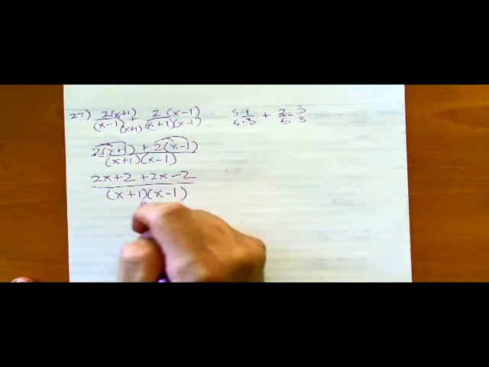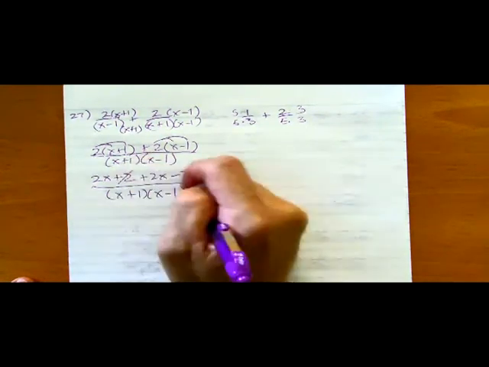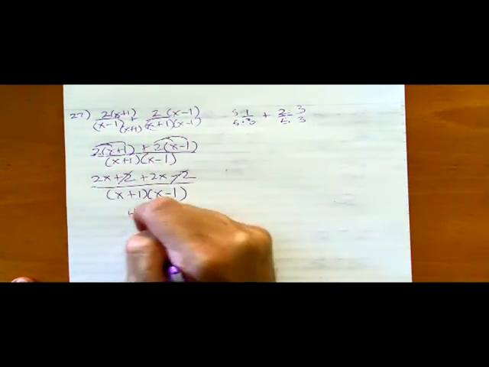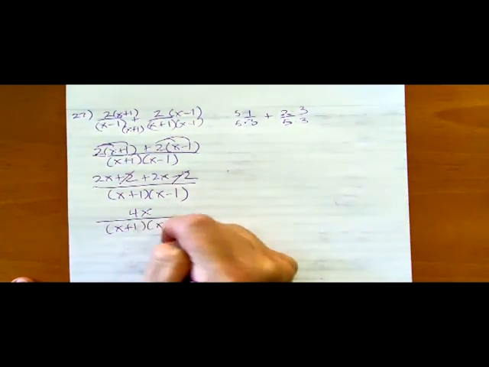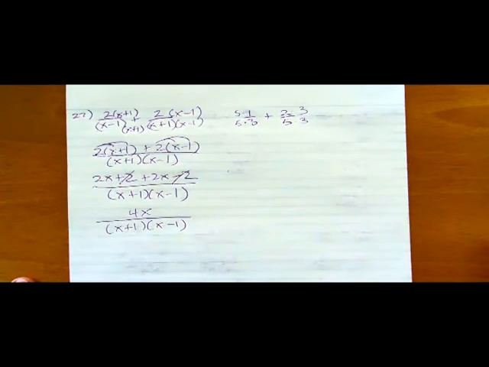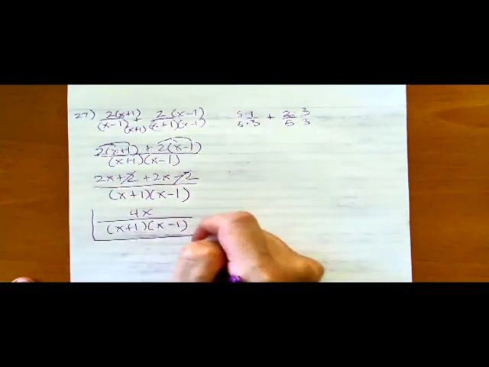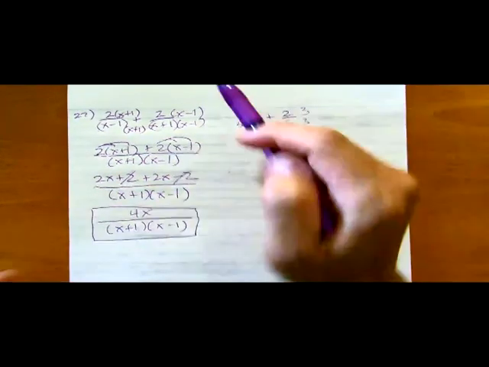The two x's combine. The negative 2 and the positive 2, they cancel. So that gives us 4x over x plus 1 and x minus 1. There's no way of canceling it out. The top is already factored. This right here would be our solution.